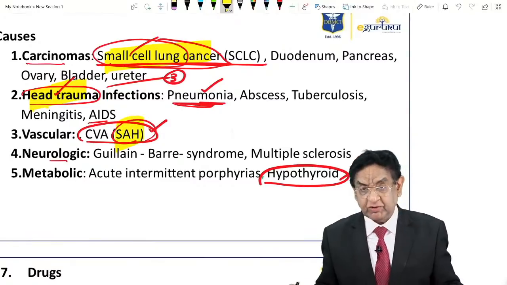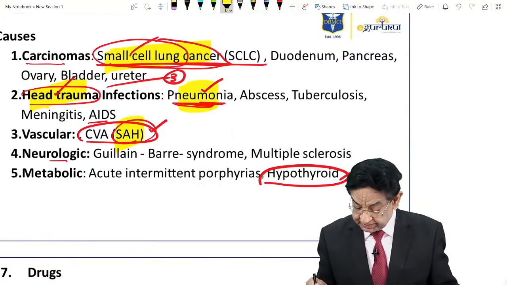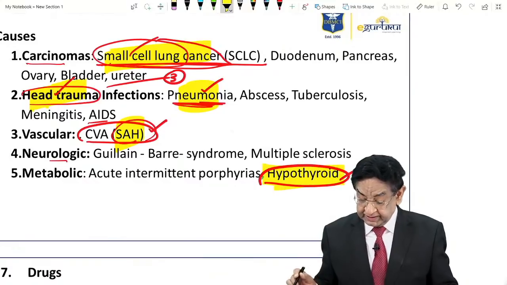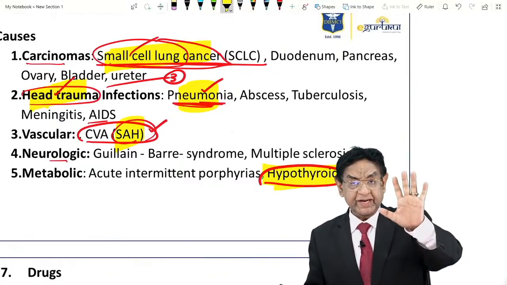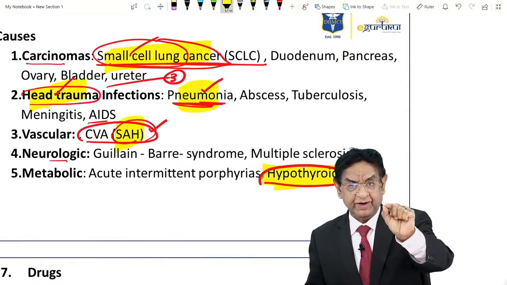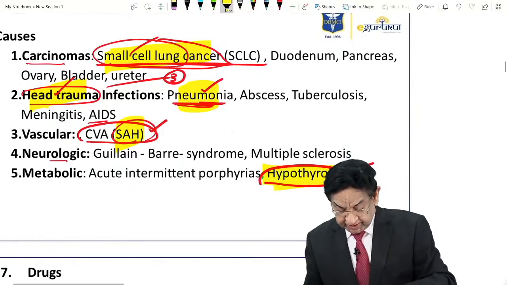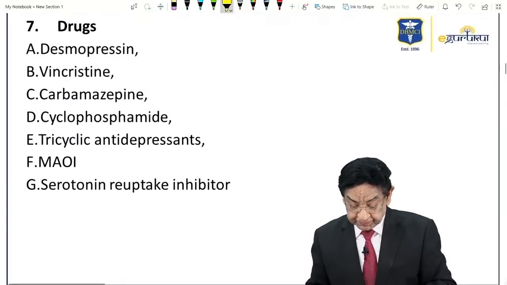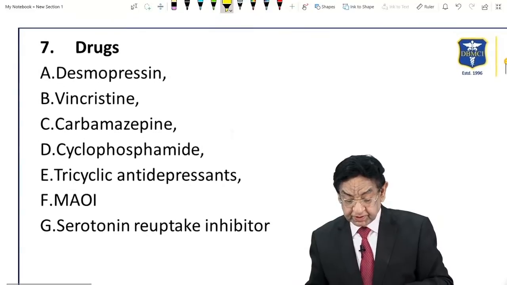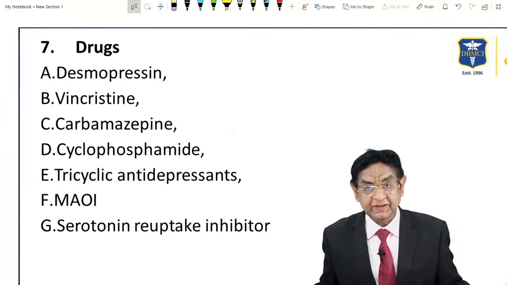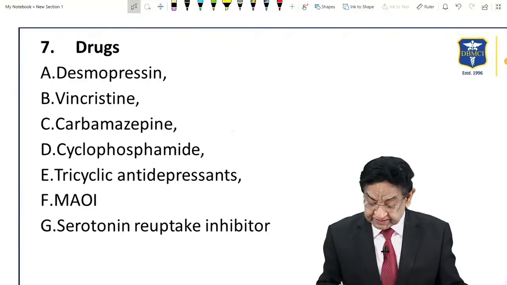Vascular is subarachnoid hemorrhage, then pneumonias, then hypothyroid. 1, 2, 3, 4, 5. There are 5 keywords which you must not forget. Now we come to certain drugs which can lead to SIADH. A huge list is there, but what you should not forget is vincristine.